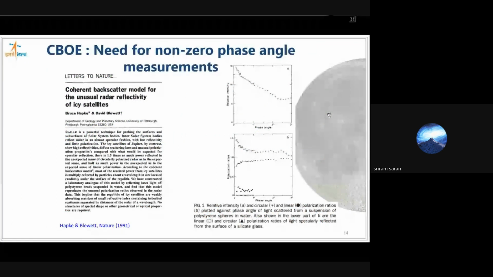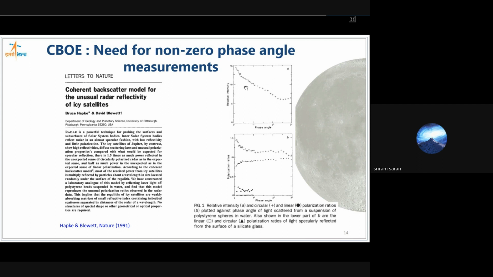So taking the story forward, there is a different category of observations called bistatic radar, which was done using Clementine. And then in the early 90s, this very famous lab experiment was carried out, in which they observed the radar observations of polystyrene spheres in water, which is kind of analogous to ice. So what they observed is the scattering from these polystyrene spheres as a function of the phase angle.